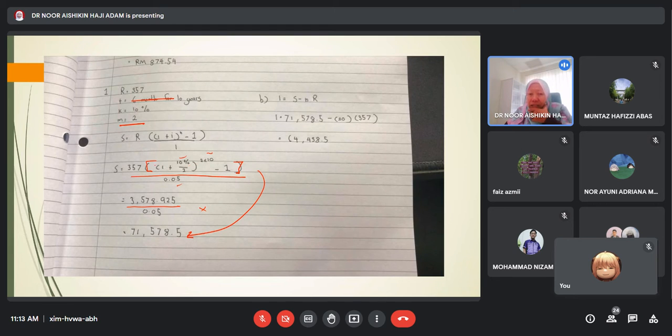Kalau you nak pastikan tak silap sangat, cari dulu numerator ni. Macam saya kata tadi, so 1 plus 5% is 1.05, isn't it? 1.05 to the power of 20. And then hit equal. And then you minus 1. Hit equal again. And then you multiply with 357. Hit equal again. And then you divide by 0.05. Ataupun yang dalam square bracket tu you divide by 0.05 dulu, hit equal, and then you times 357.